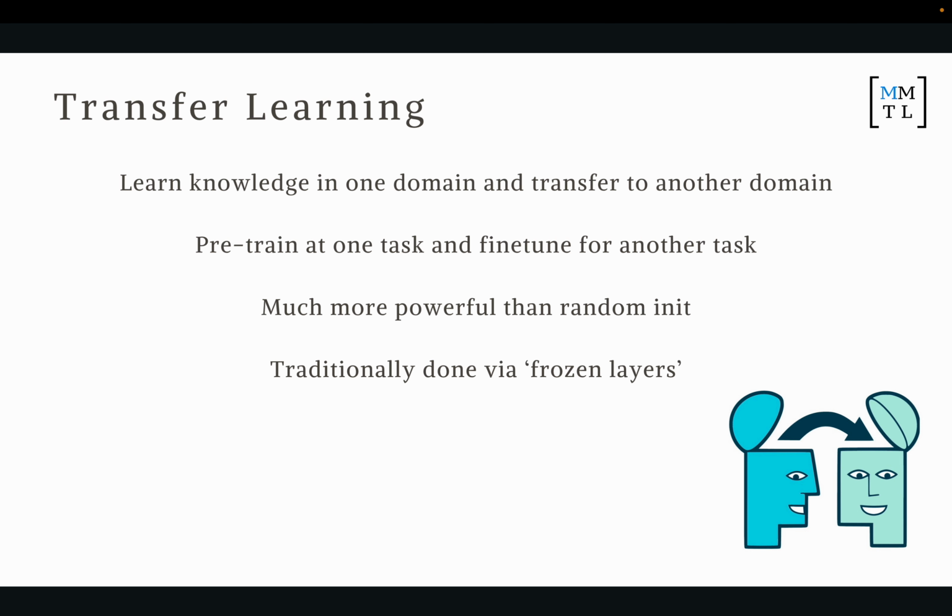Obviously, this is much more powerful than random init because you're already somewhere down the valley, right, before you start fine-tuning again. Okay, so it's always a good start. It's traditionally done via frozen layers, right? Like I was saying before, but with transformers, we actually don't do that. We just use the entire model, and then we fine tune some parts of the model, which we'll talk about.